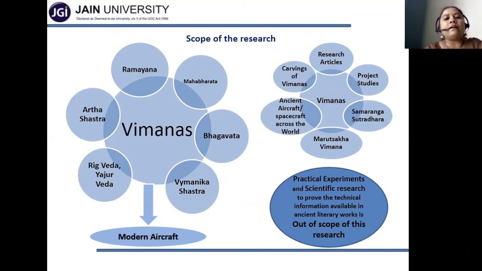For that, I had to study a lot of research articles, then project studies, then Samarangana Sutradhara written by Bhojadeva, and then the description of Marutsakha Vimana, then ancient aircraft or spacecraft across the world. And then there are a lot of carvings of Vimanas in many historical places, so I had to study them as well. Then I restricted myself to a conceptual study, so practical experiments and scientific research to prove the technical information available in ancient literary work were out of scope of my research.